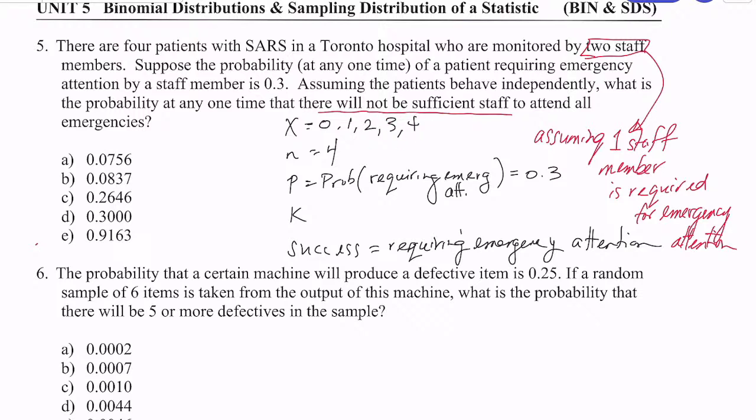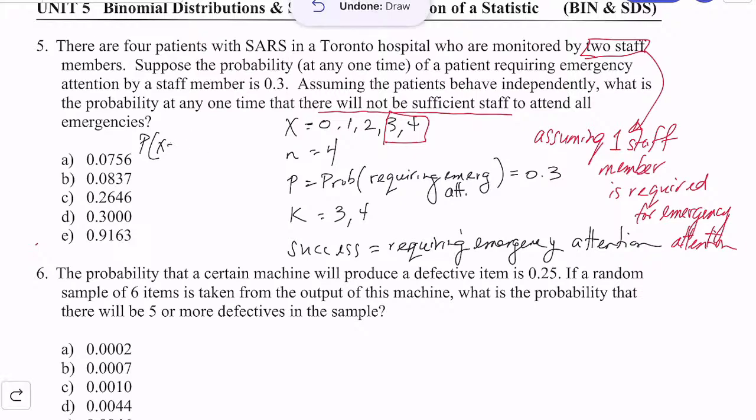Exactly. So if 3 or 4 need attention, we're in trouble, right? There will not be sufficient staff. So we have to calculate the probability of 3 or 4 and add them together for the answer. Now, I had to make that assumption because it's not clear. Maybe you need 2 staff for emergency attention, but we'll just say 1, to make it less complicated. Okay, so that's all we have to do. Then we calculate the probability x equals 3.